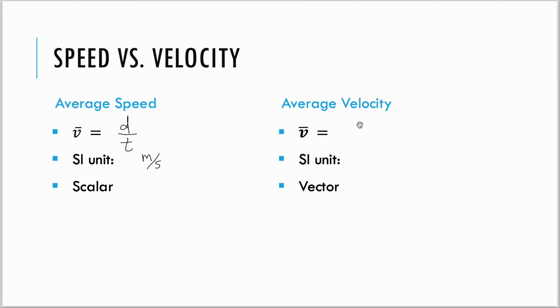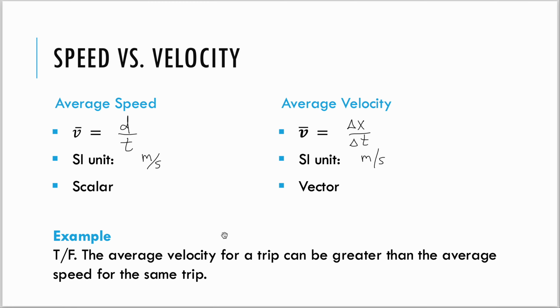On the other hand, average velocity is defined as our displacement divided by the time. The unit is also meters per second, but this is a vector. It's going to have the same direction as the displacement. It's only going to depend on the endpoints.